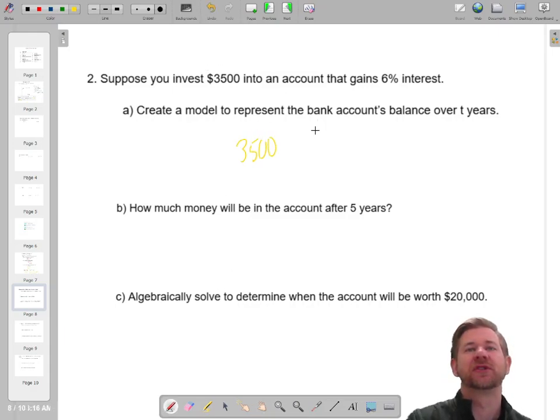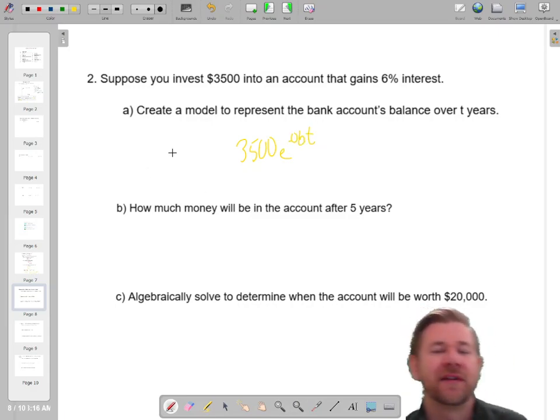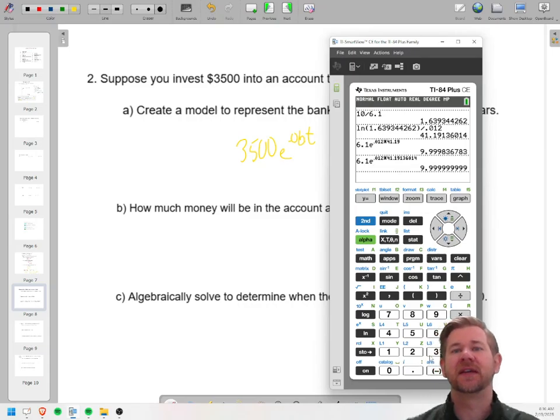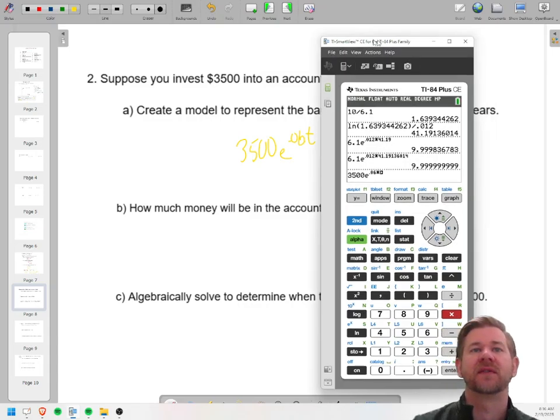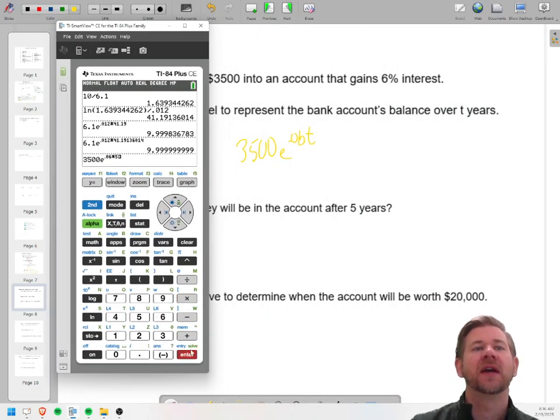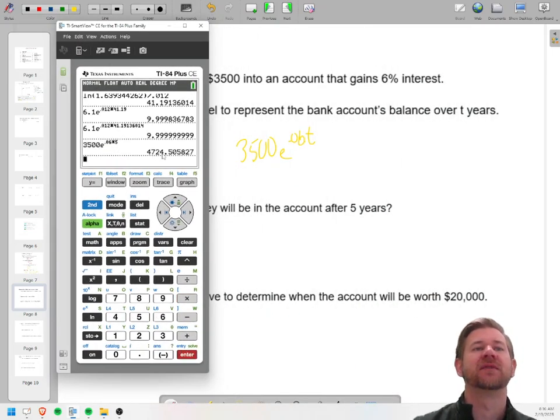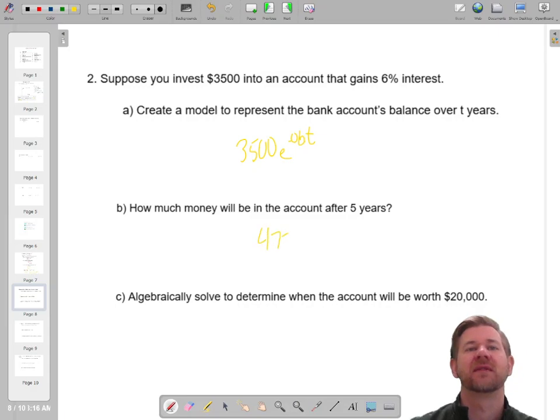3,500 is the amount we're starting with. We're using the continuous model, and it's 0.06t. So there's our model. And if I want to find after 5 years, I'd say 3,500 e to the 0.06 times, it was 5 years, right? Just make sure, times 5. And after 5 years, my account will be 4724.51. Okay? So I know how much will be in the account.